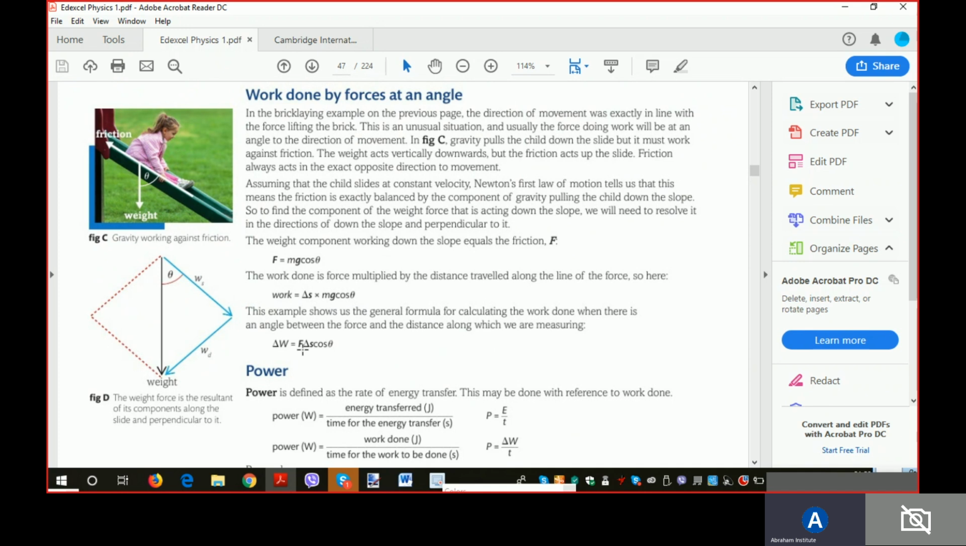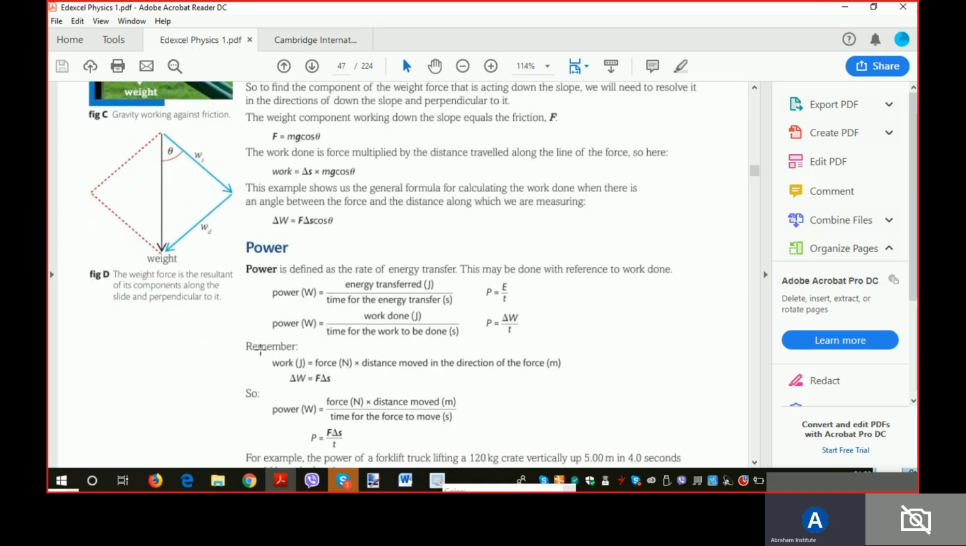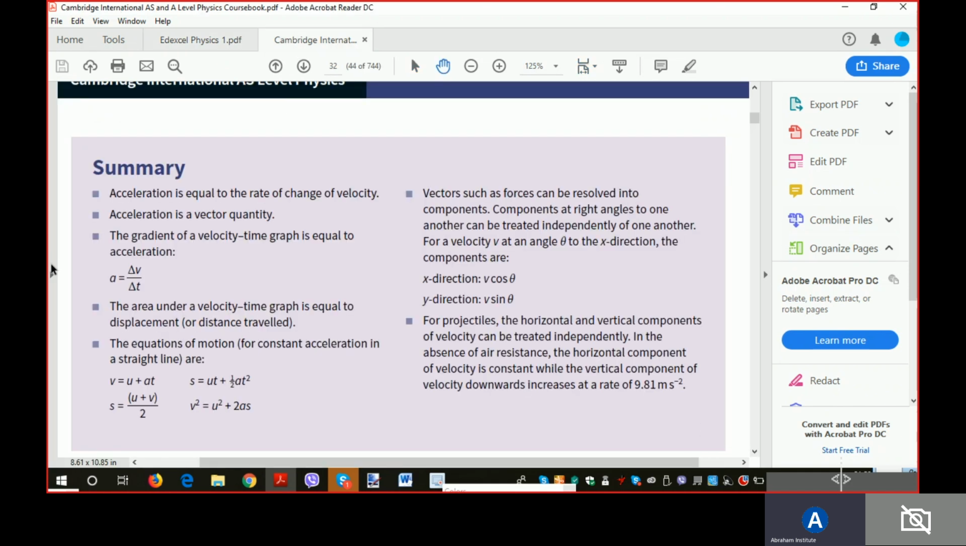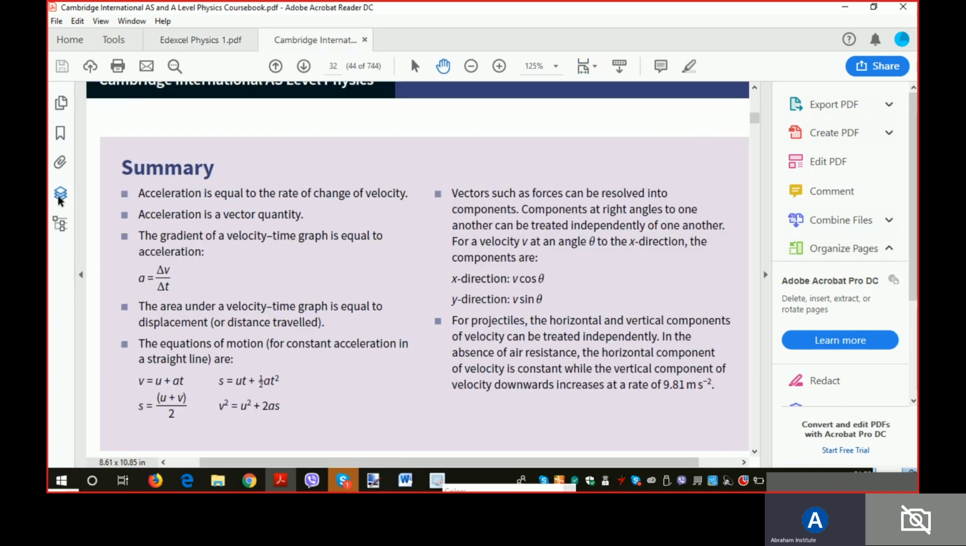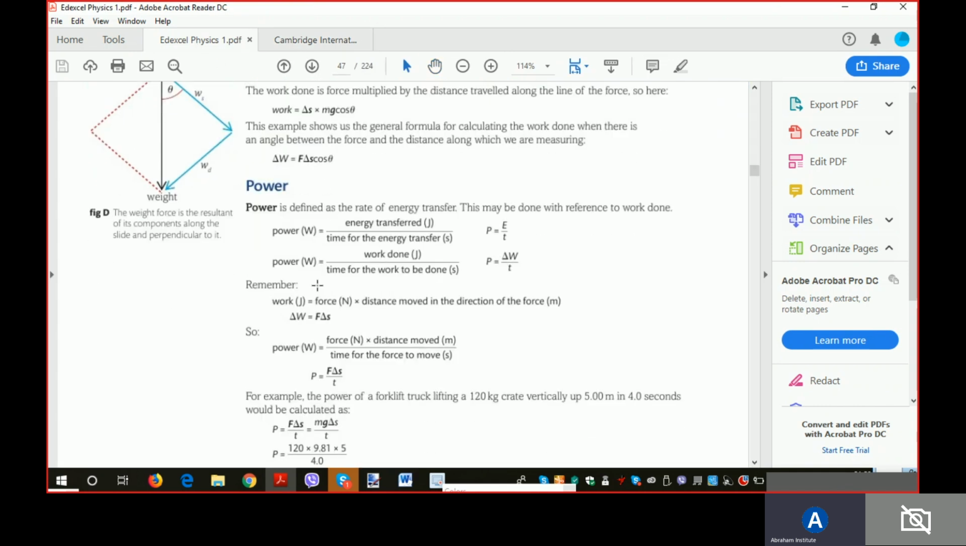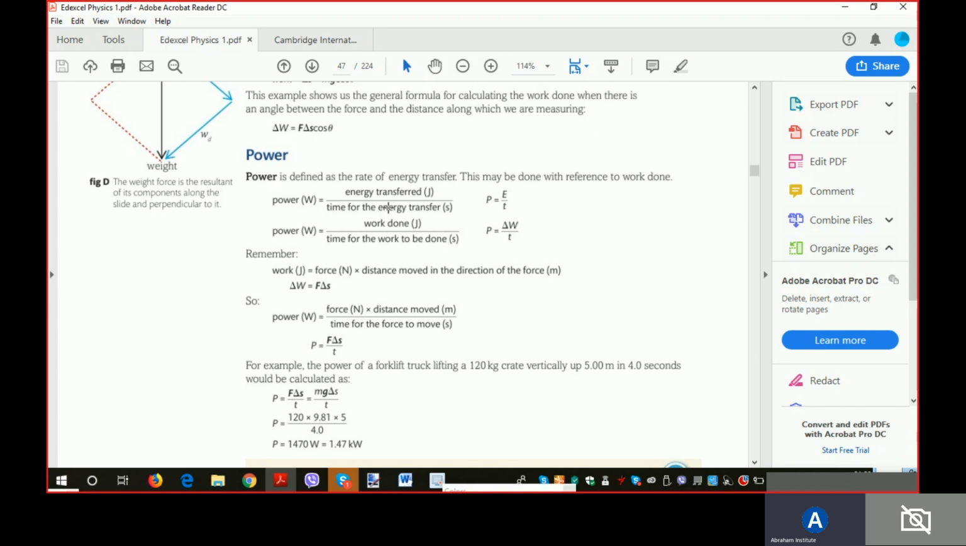Any questions? No, sir. Okay, then the next equation is, actually we can do more questions involving this. The Cambridge book has some very good questions explaining this topic much better. Okay, all right, so the next topic is power. Again, you have to remember this equation for power. Power is energy over time or work over time. These two equations are important here.